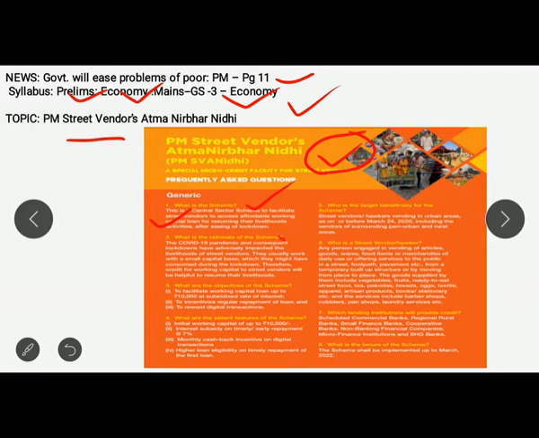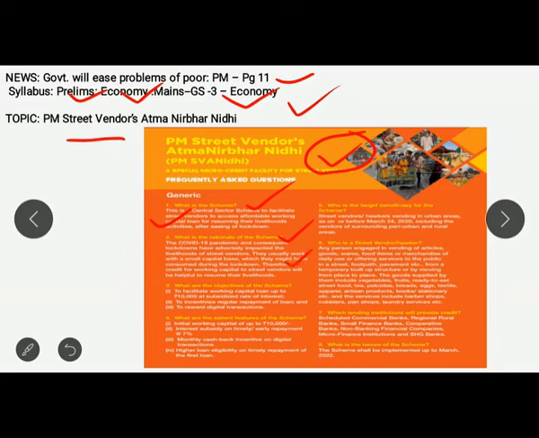Now, what is the rationale of the scheme? The COVID-19 pandemic and the consequent lockdowns might have adversely impacted the livelihood of street vendors. So, whatever small capital base they might have had, they might have consumed it during the lockdown. So, that is the reason why it is being implemented.